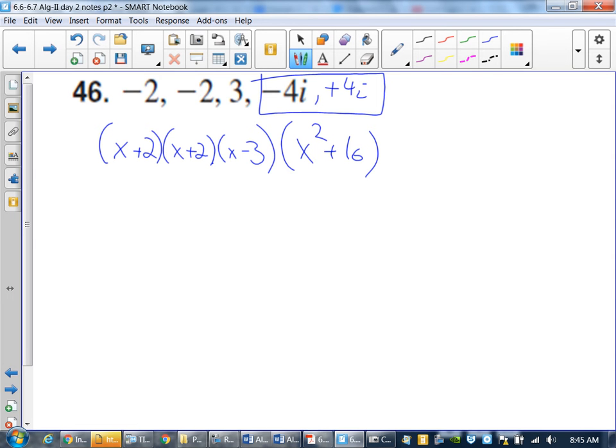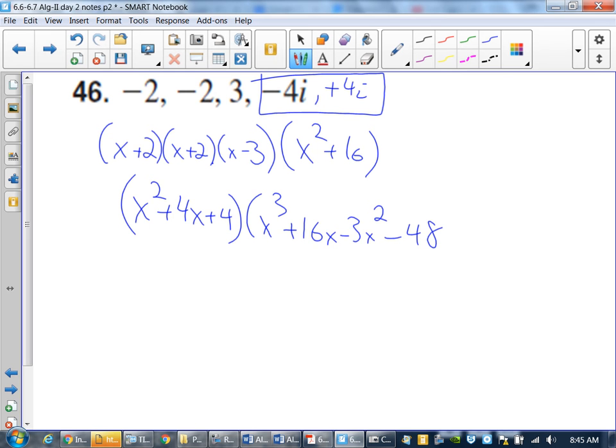And then it's a matter of multiplying all of that out. It's a lot of fun. So we have x squared, 4x, and a 4. X cubed plus 16x minus 3x squared minus 48, right? Yeah. Now I gotta FOIL all that out. I'm just gonna rewrite this as minus 3x squared. And that was plus 16x, right? And then I have to FOIL out one more time.